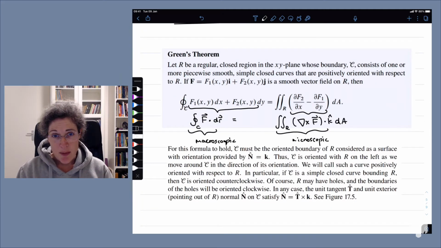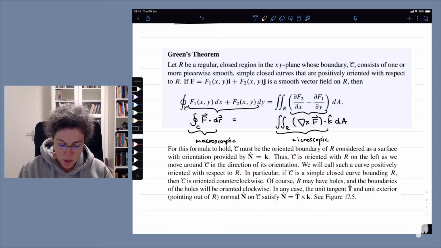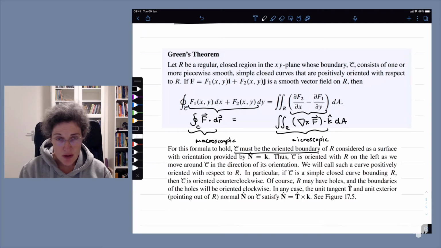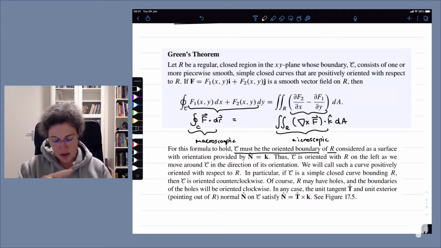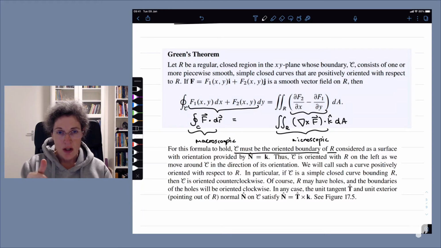So what is the fine print? This formula holds if C is an oriented boundary, so we do have to be aware of which way around we're going, of some region which is considered as a surface, and we're orienting that surface so that it has a normal in the k direction. We kind of need that because that's the direction of all our little curls.